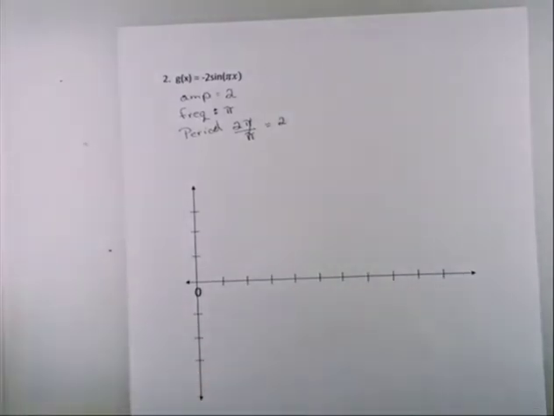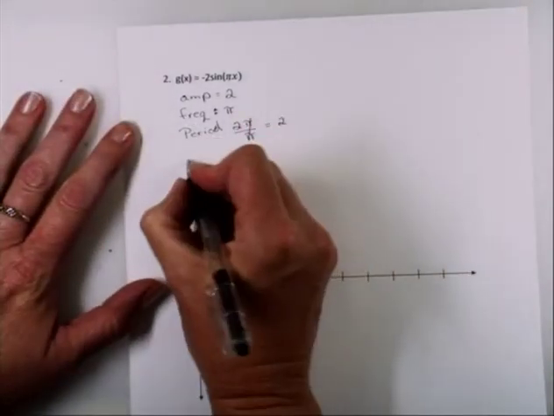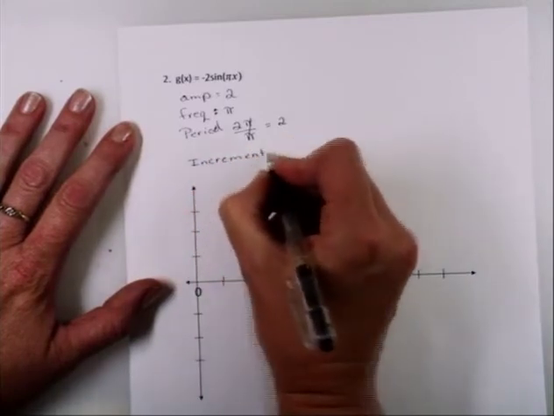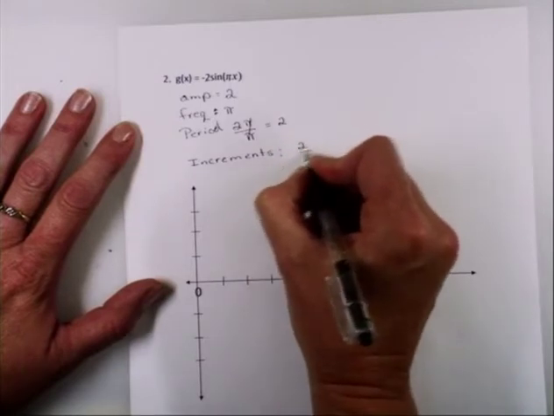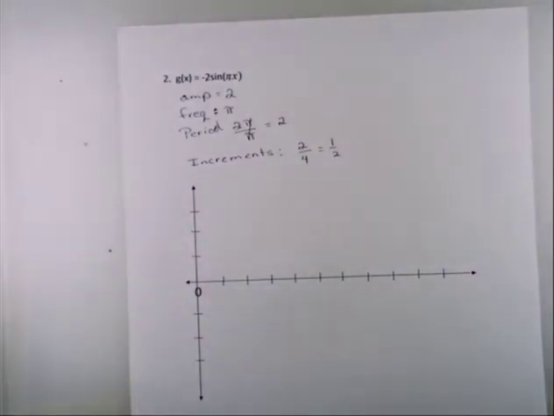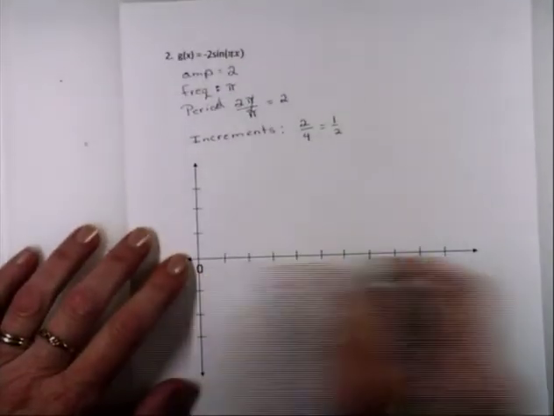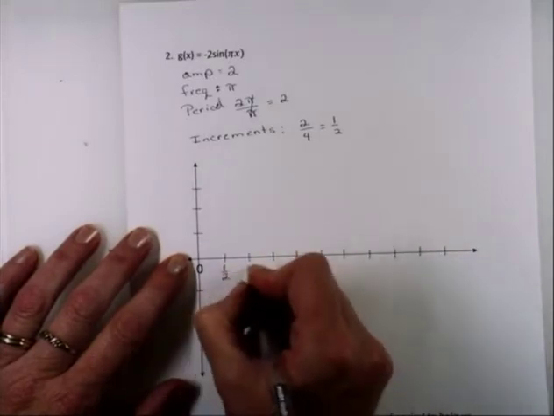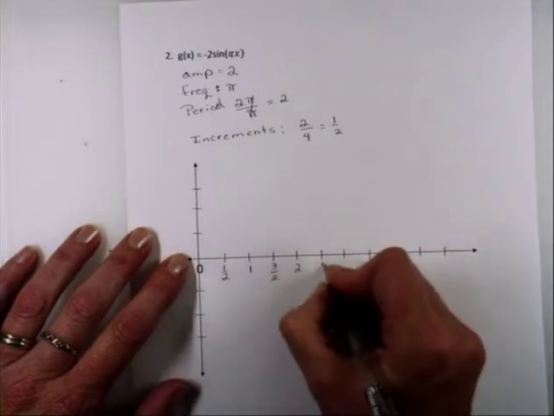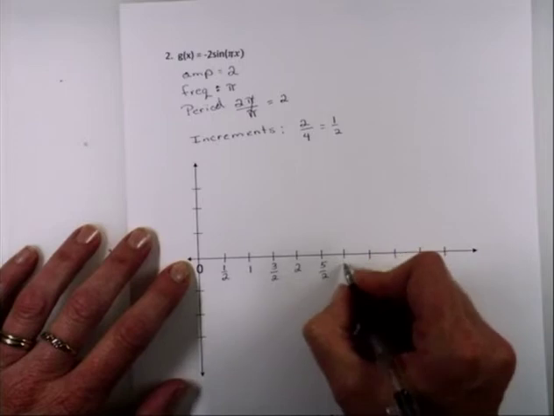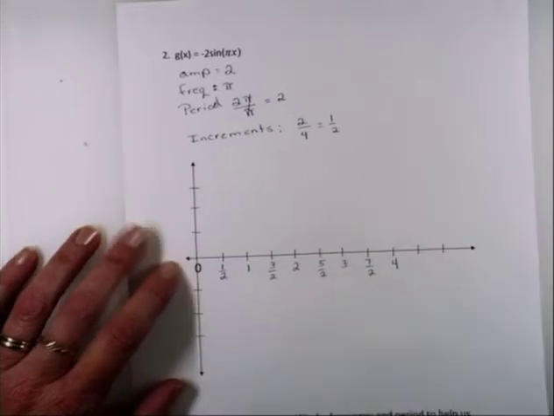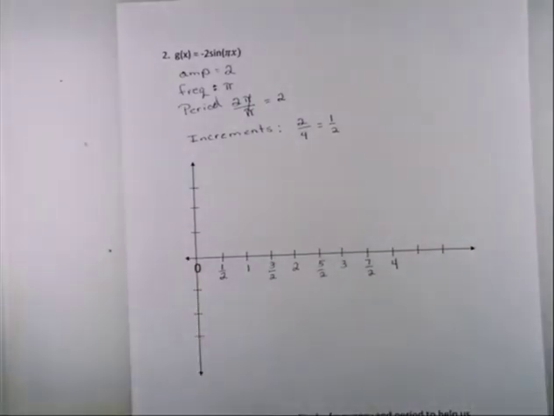All right, to find my increments, I'm going to take my period and divide it by 4. So I'm going to graph these in halves. My x-axis will be divided into halves. So again, just start labeling by counting. 1/2, 2 halves, 3 halves, 4 halves, 5 halves, 6 halves, which is 3, 7 halves, 8 halves. And then that should complete 2 full cycles.